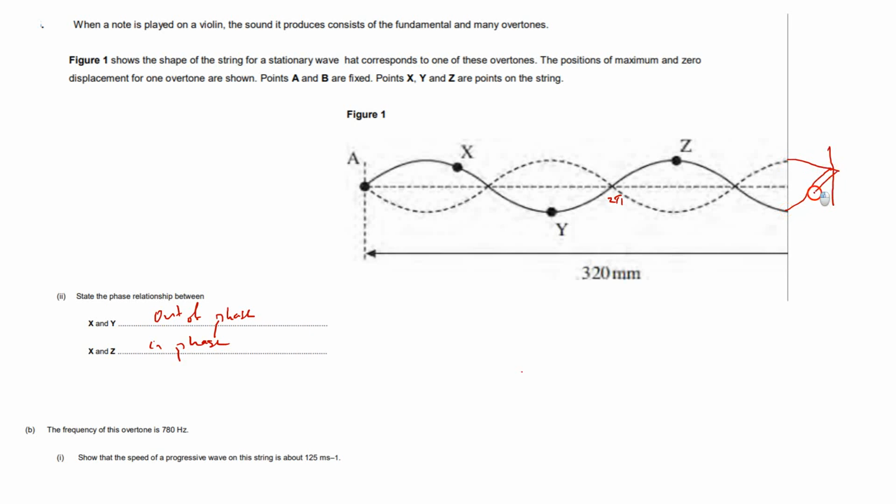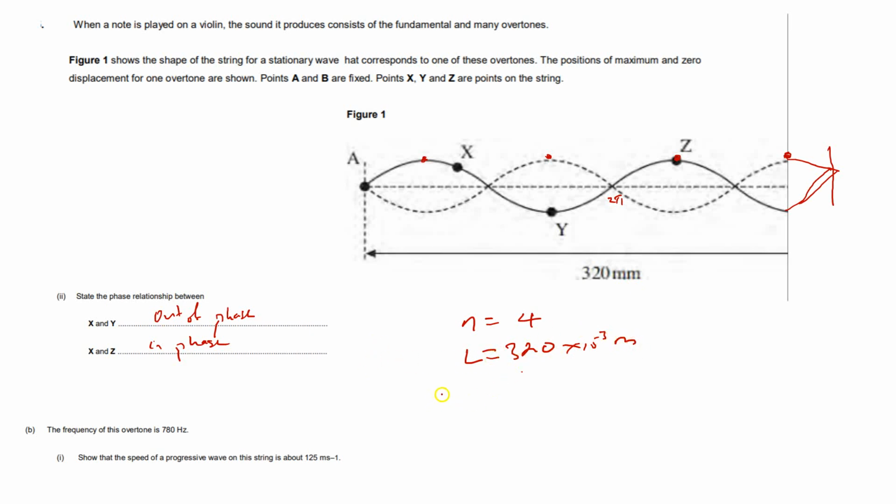So here's the final node. Now for us to find out what's going on here, we need to count the number of antinodes. So 1, 2, 3, 4. There are 4 antinodes, which means n is equal to 4. Now L, as you can see from the diagram, is going to be 320 millimeters, which is 320 times 10 to the minus 3 meters.